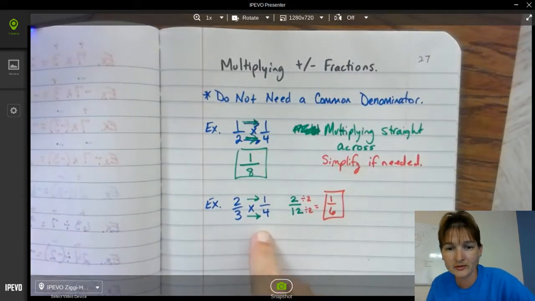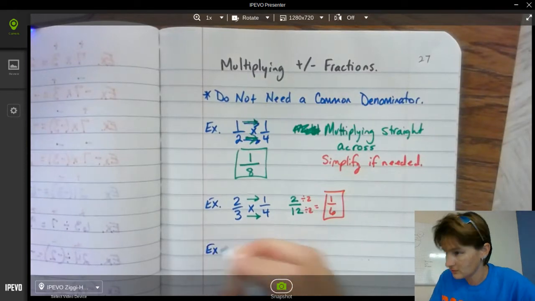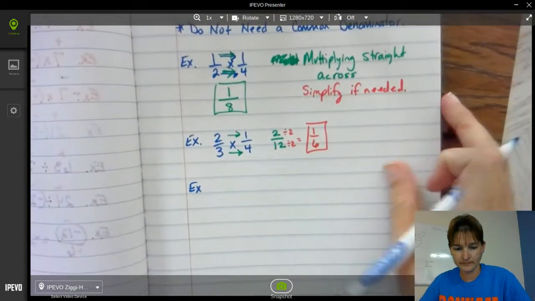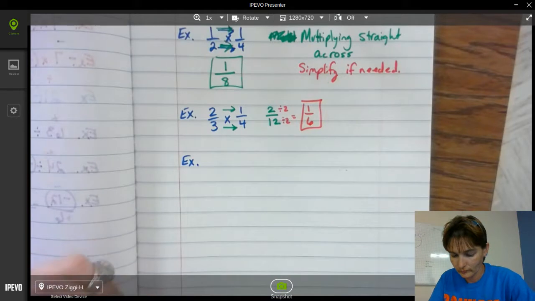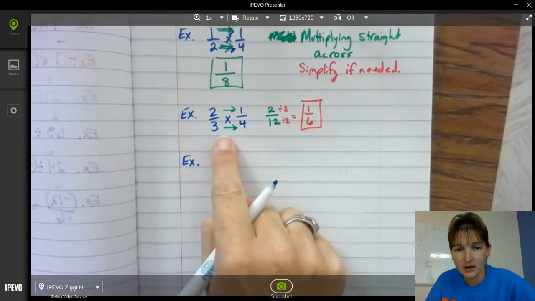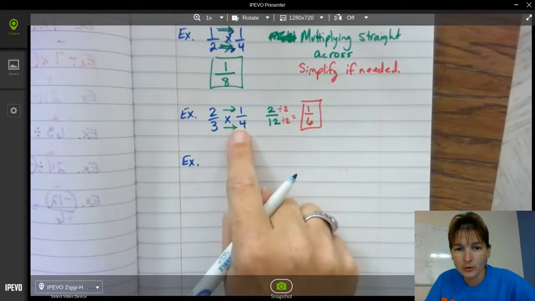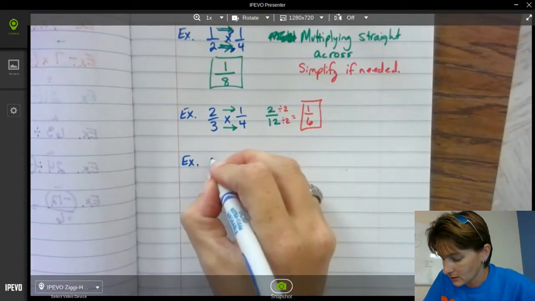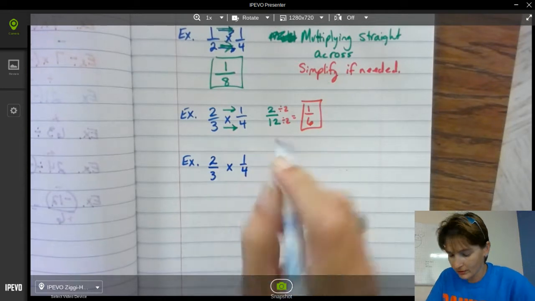Now there's another way of simplifying before you actually multiply. Let me go ahead and show you an example like that. Okay, let me adjust so you can see. So the next example, I'm going to do the same one above so that we already know the outcome, but we're doing the simplification before we actually multiply straight across. And this is called reducing diagonally. So we do 2/3 times 1/4.